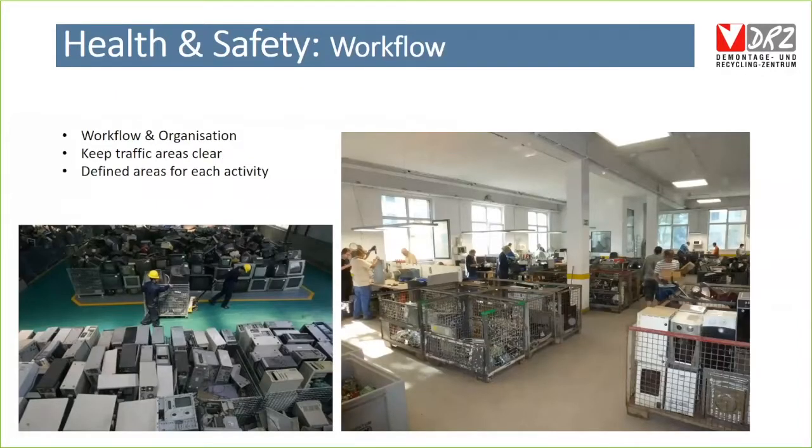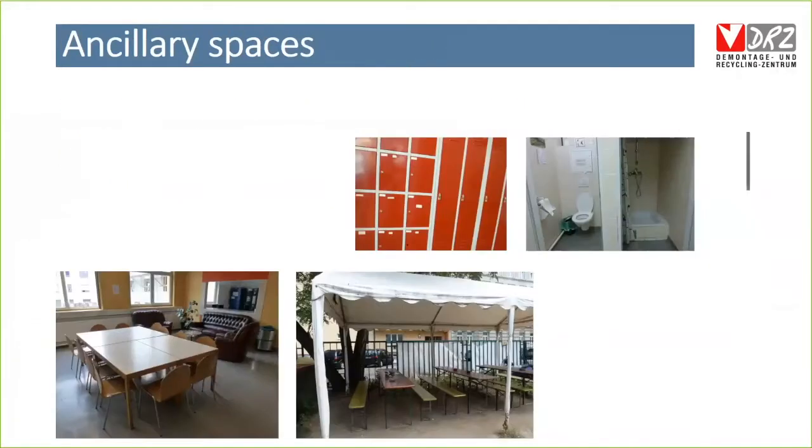Now, a second thing that is almost even more important is the whole workflow and organization of your place. You have to keep the traffic areas clear. It's a good idea to have defined areas for each activity so you don't trip over things, so things don't fall off a pile or something like that. In these two examples that I'm showing here, you can see it's very clean on the floor. It's clear where the transport traffic areas are. It's clear where the different boxes go. So that helps to keep the place accident-free.